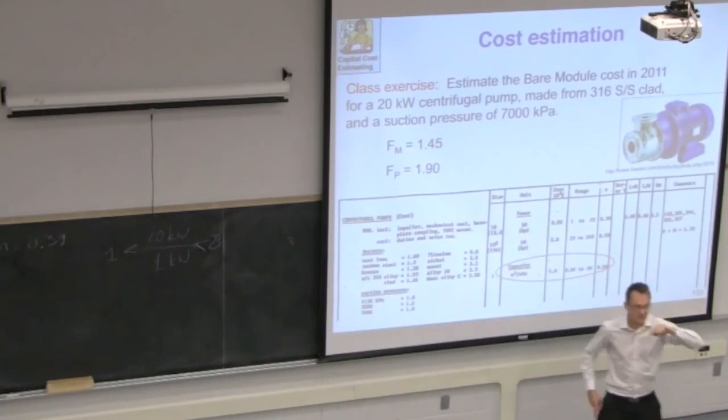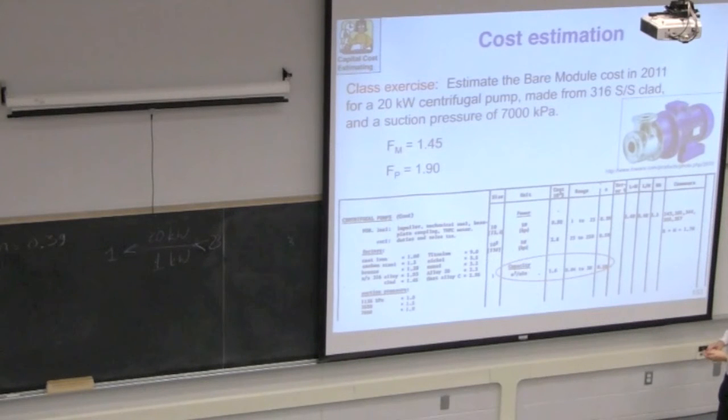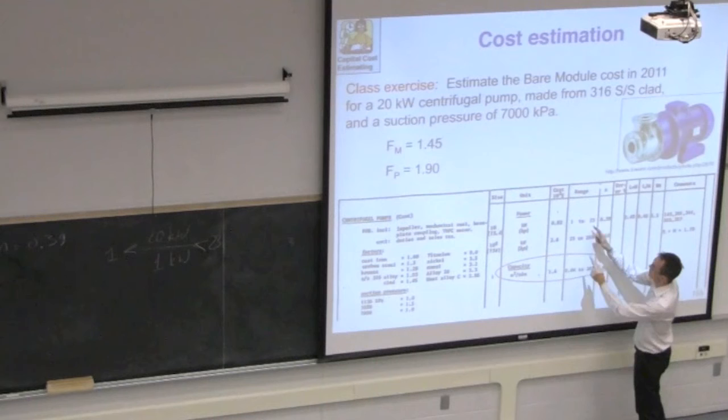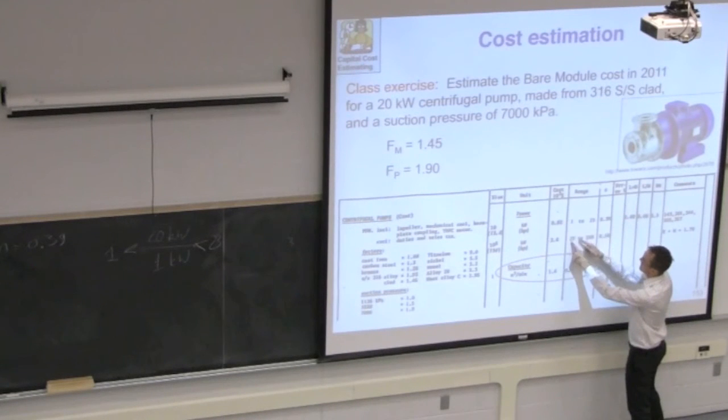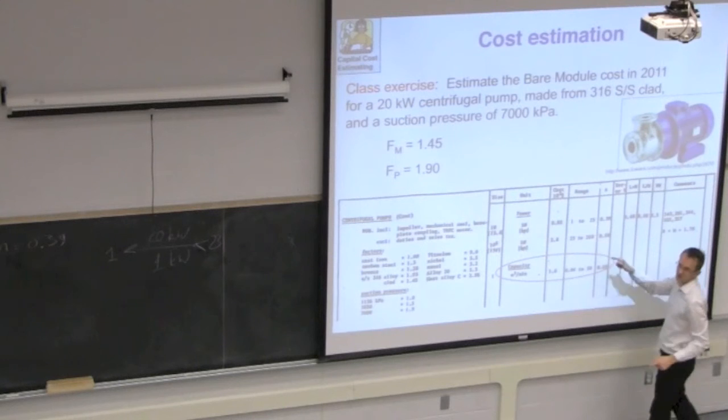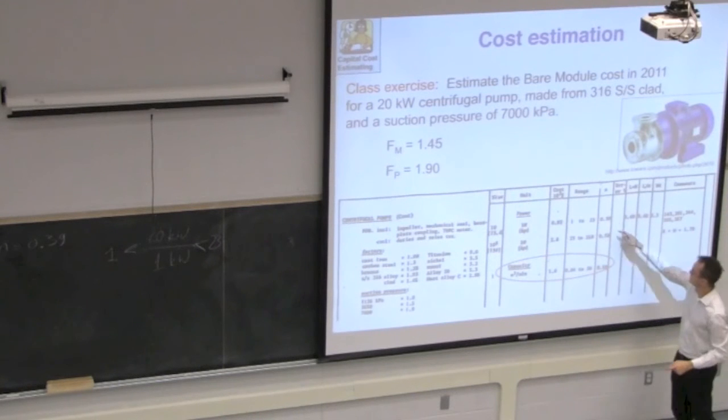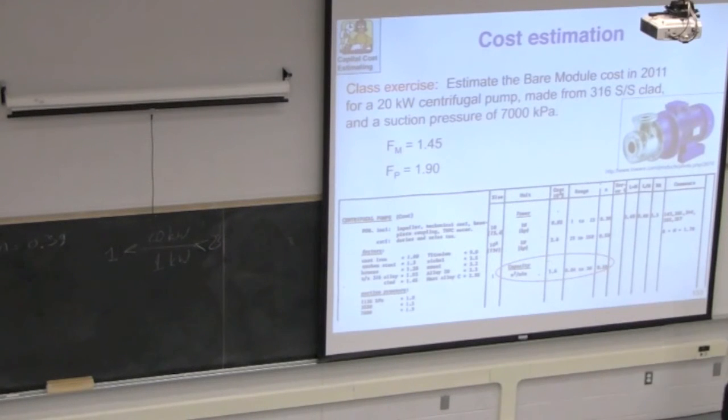The reason there are two correlations here is because one leaves off and the other keeps going. Use this correlation if you're between 1 and 23 kilowatt pumps, and from 23 onwards to 250, you use the second correlation. So there are different exponents for the two correlations. The scaling doesn't use the same exponent.